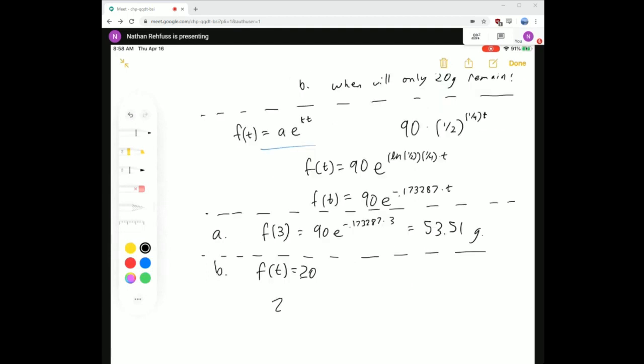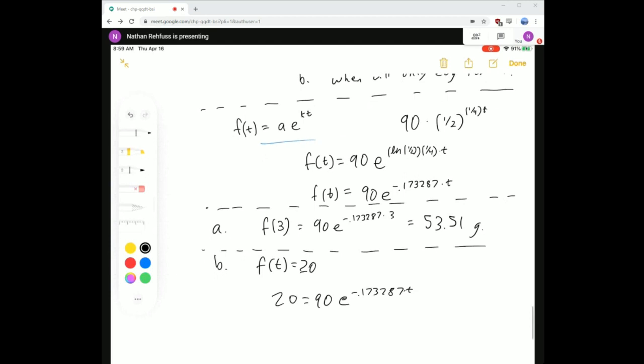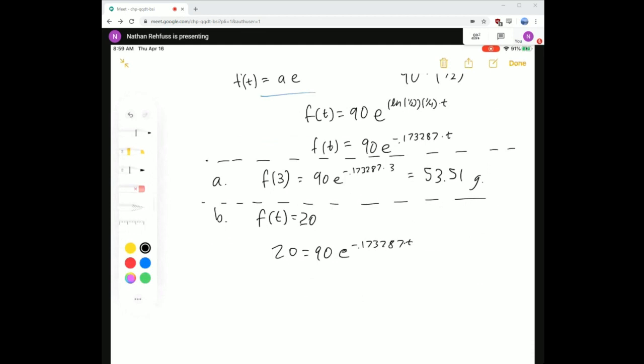20 equals 90 e to the negative 0.173287 t. And the 3 steps we do next are the same 3 steps we've been doing every time we've done a problem like this. I divide by 90. I take the natural log, and I divide by negative 0.173287. And that's my t. It's always the same steps.